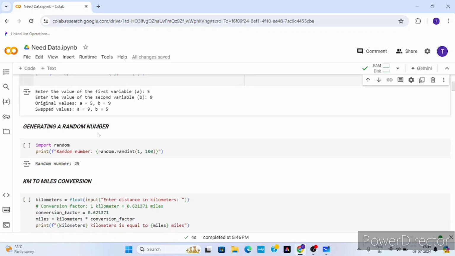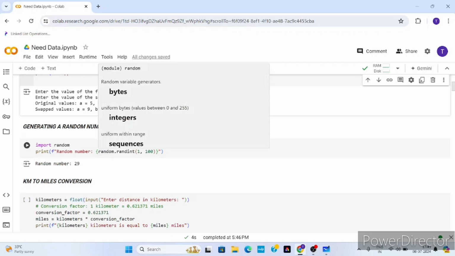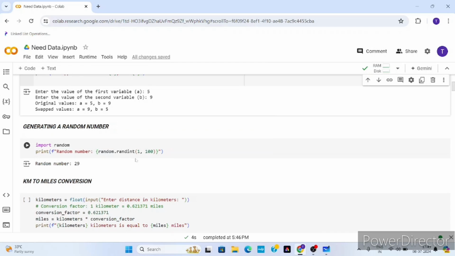This will generate any number. First, import the random function. This random function helps to provide random values. So I'm just using this print function to print the random number. Random.randint. Randint is used to print the values in integer format.